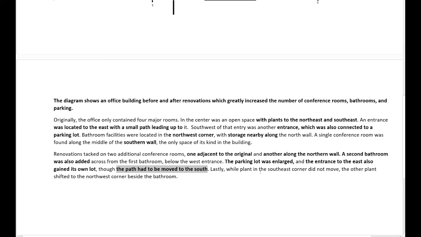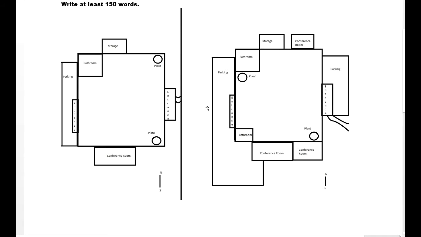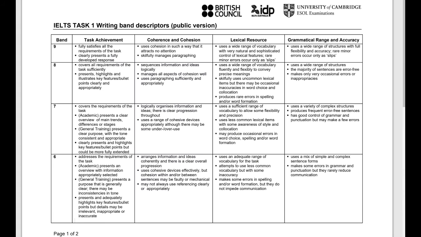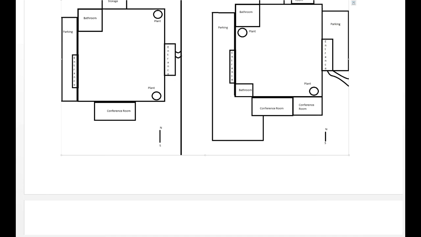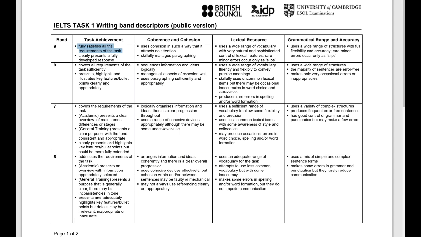Lastly, while the plant in the southeast corner did not move, the other plant shifted to the northwest corner. Okay, so we mentioned the plants as well. Great. So I believe we've mentioned all of the key differences, all the key features in this whole image. Let's just again review that task achievement category. We're meeting the requirements of the task. The task is asking us specifically to summarize the information, highlight the main features, and make comparisons. We're doing all of those things.